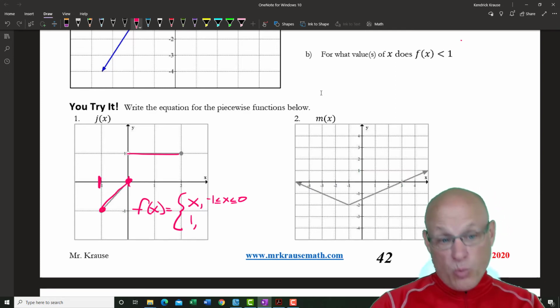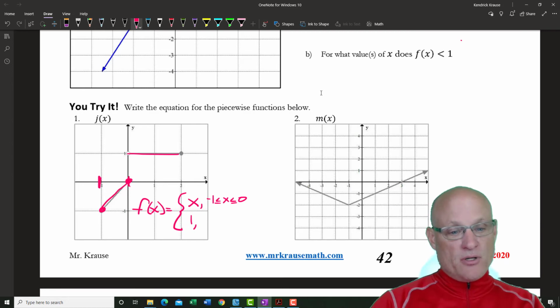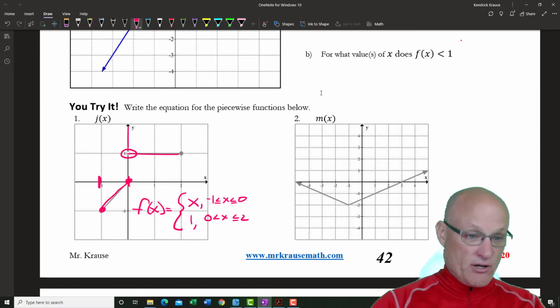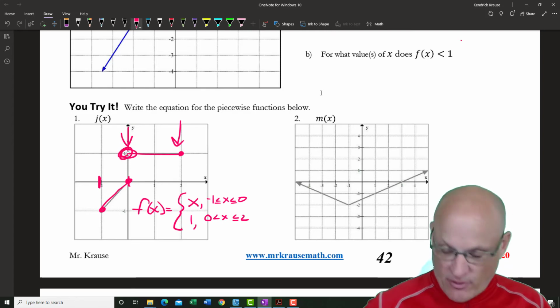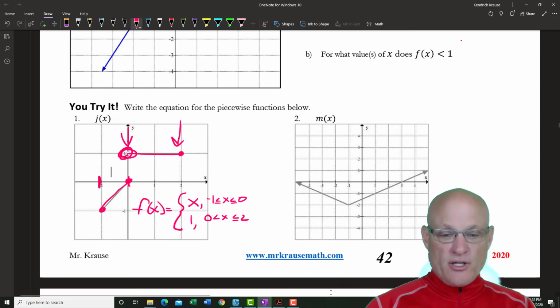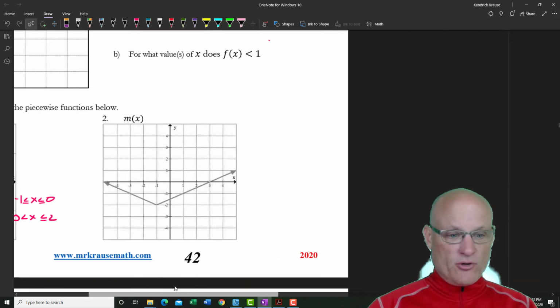Now, when do I equal 1? Well, y equals 1 from 0 less than x less than or equal to 2. Starting here at 0, ending at 2, closed circle on the right, open circle on the left. That's why we have the equal to. Now, it wants this one written as a piecewise function too, so it shouldn't be too difficult, I hope.